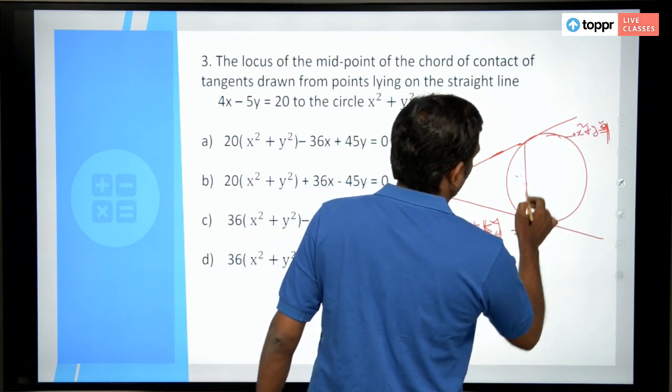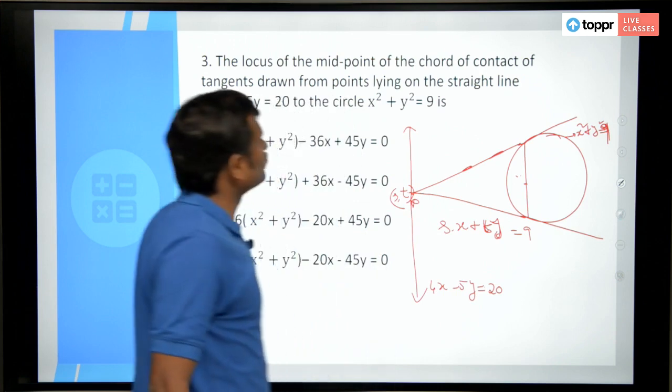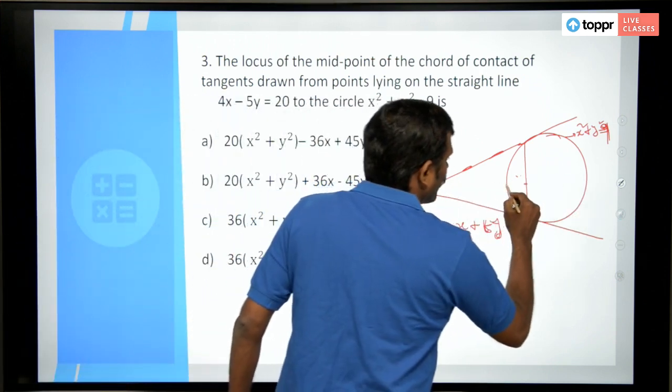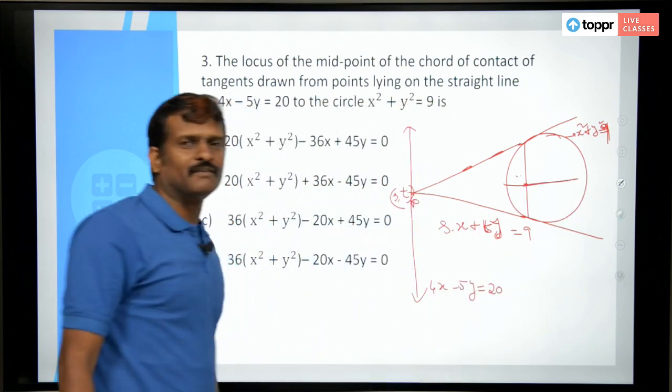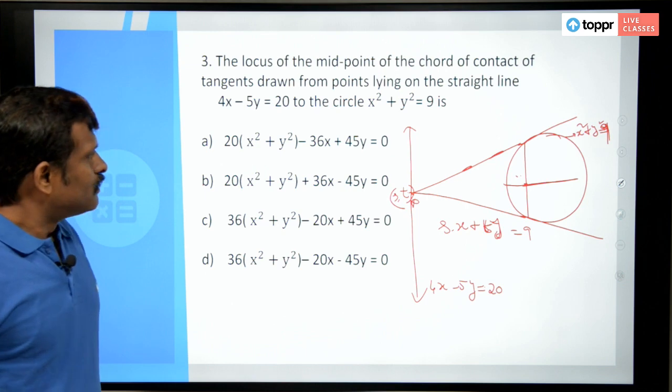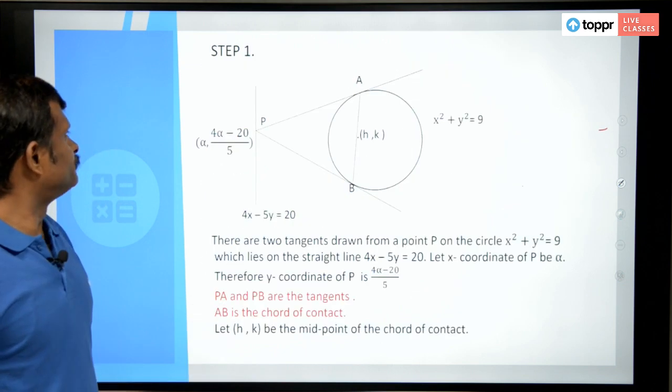The path of that midpoint you have to find, means if you are moving this chord this way or that way, the point also moves this way or that way. That is the locus of that midpoint. Okay, right. So, let us get into the solution.